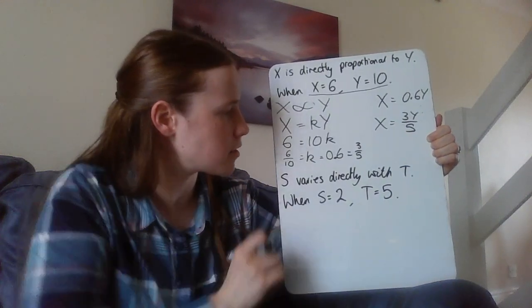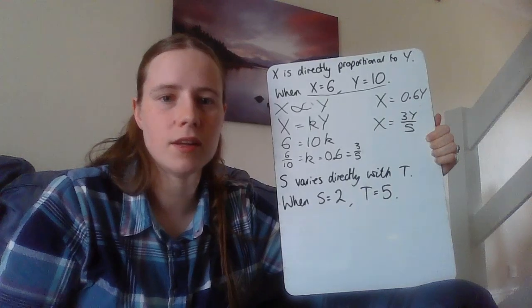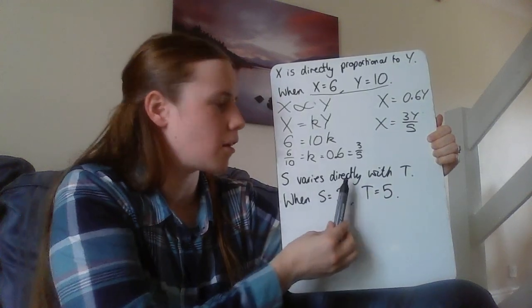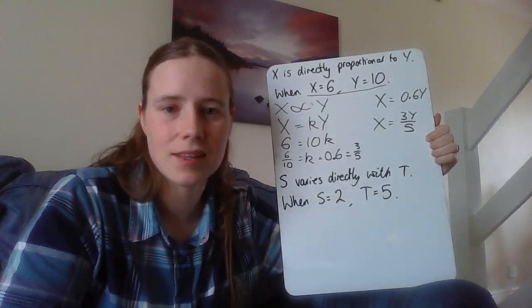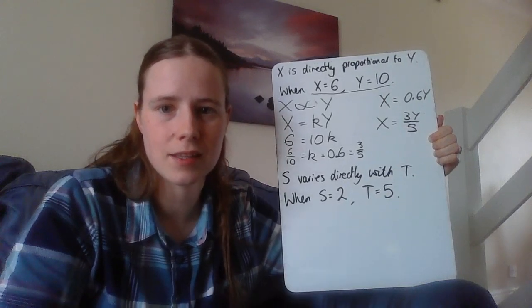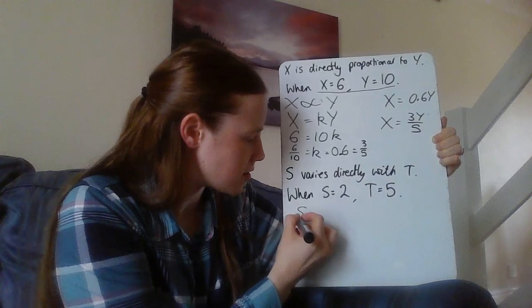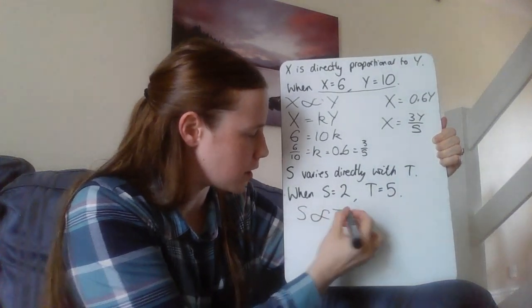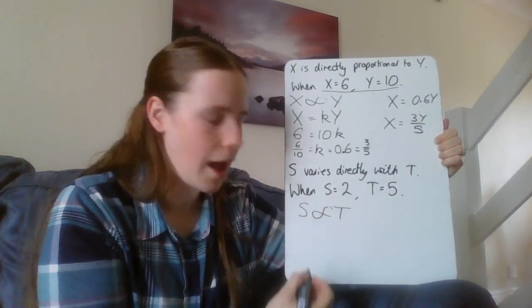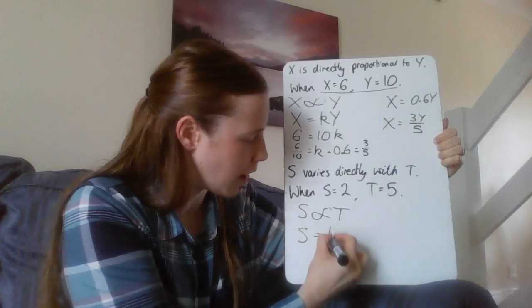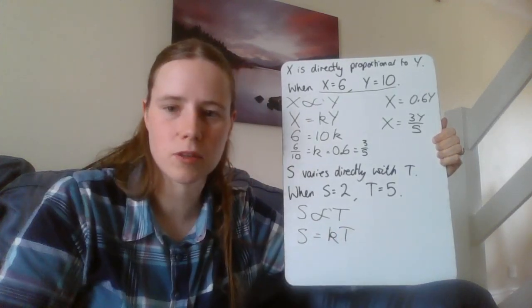Okay, here's another example. You'll notice I've used slightly different wording. I've said varies directly. It means exactly the same thing and you deal with it exactly the same way. So step 1, proportionality statement. S is directly proportional to t. Therefore, S is equal to k times t. So that's step 2 done.